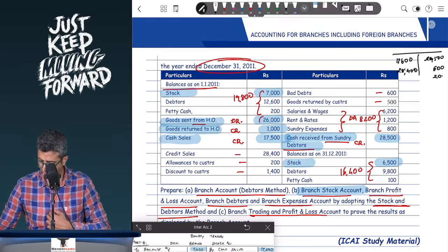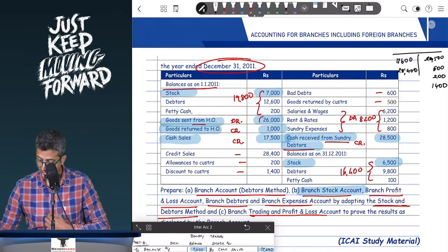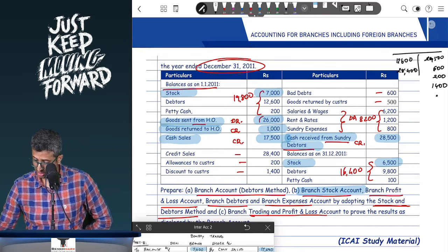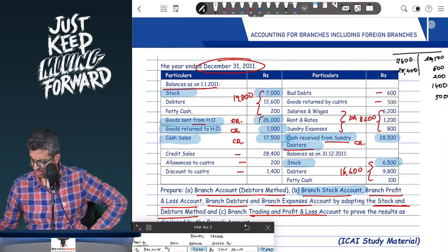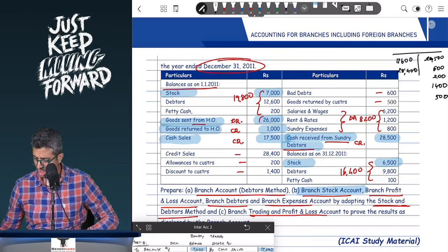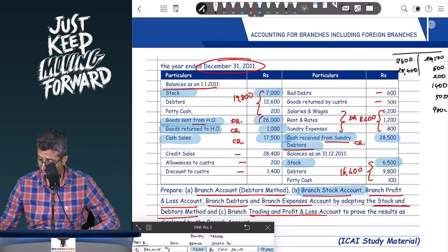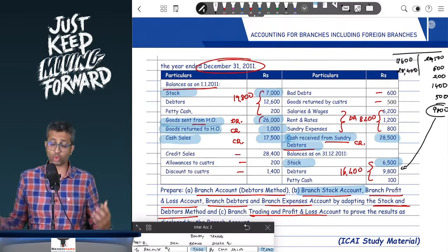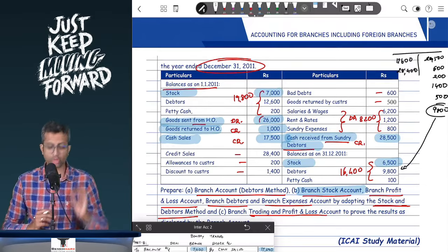Allowances and discount to the customers of 200 and 1,400 respectively. Apart from that, there were certain goods returned by the customers worth 500, and hence if I take the closing, just for my reference, 12,600 plus 28,400 minus 28,500 minus 600 minus 200 minus 1,400 minus 500, I should be getting 9,800. By the way, in this case, spoon feeding has happened and they've given you credit sales, they've given you closing, but even if they had not given, you could have found it.